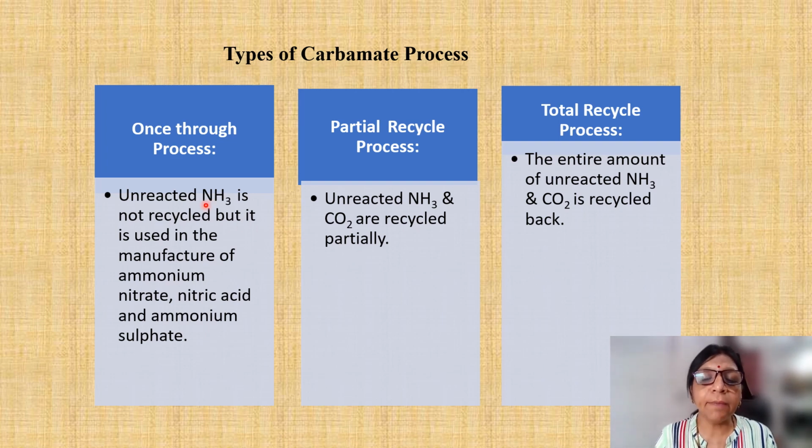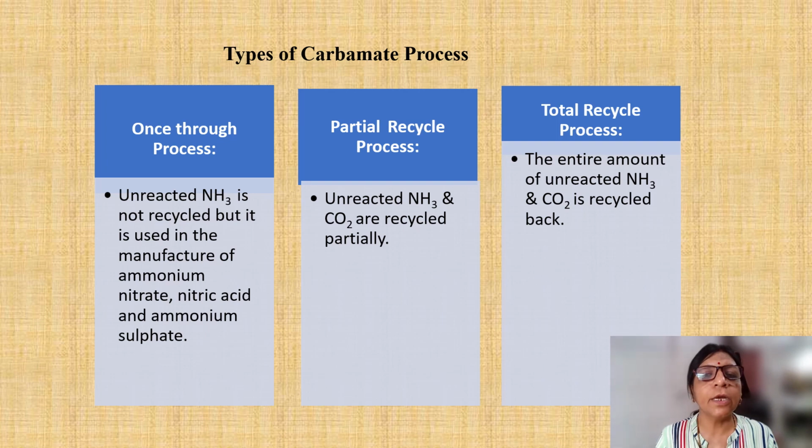As the name suggests, in the once through process, unreacted ammonia is not at all recycled. As a matter of fact, it is used for the manufacture of some other important chemicals like ammonium nitrate, nitric acid and ammonium sulfate. In the partial recycle process, unreacted ammonia and carbon dioxide obtained from the first stage decomposer is recycled, whereas the one obtained from the second stage decomposer is used in some other process.